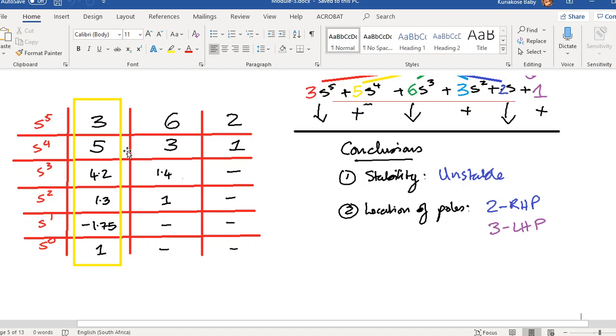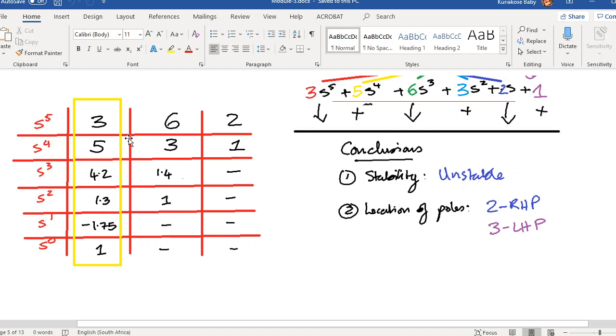So now it will be 6 into 5, 30, minus 3 into 3, 9, divided by 5, which is 21 divided by 5, which is 4.2. So you can also write it as decimal points. In the second column, it will be 2 into 5, 10, minus 3. 10 minus 3 is 7, and 7 divided by 5 is 1.4. And then you have nothing on this side. Now to find the next column, you say 3 times 4.2 minus 5 times 1.4 divided by 4.2. You get it as 1.3. And you continue to complete the Routh table.